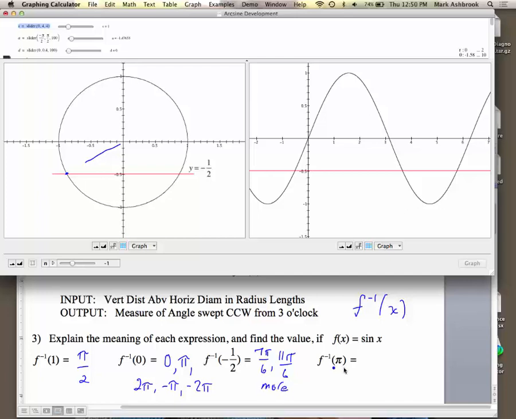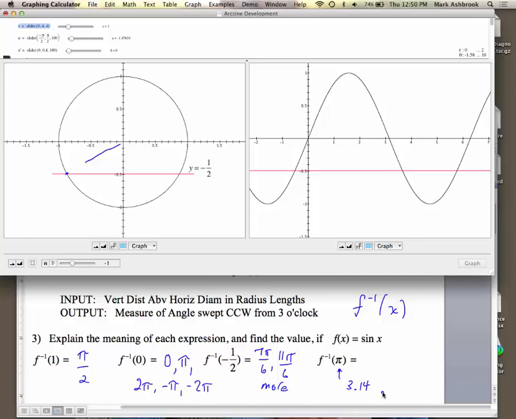Okay, what about this reverse process of pi? So what does that mean? That means we want to be 3.14 radius lengths above the horizontal diameter. What about that? So I want to look for what angle will get me to 3.14 radius lengths above the horizontal diameter. What do you think?